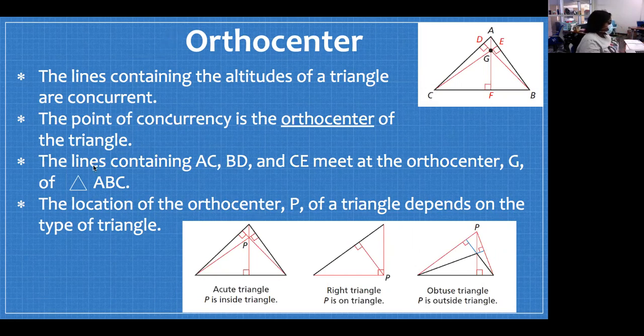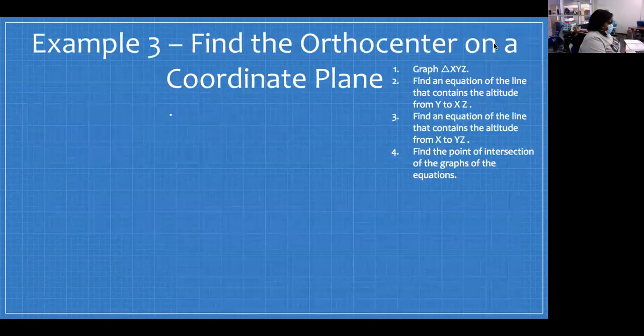Okay, so in this particular picture, the lines containing AC, BD, and CE meet at the orthocenter G. So in this picture in the top right corner, G is the orthocenter.